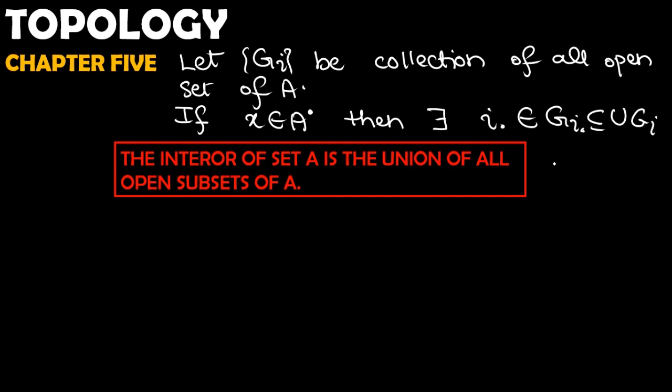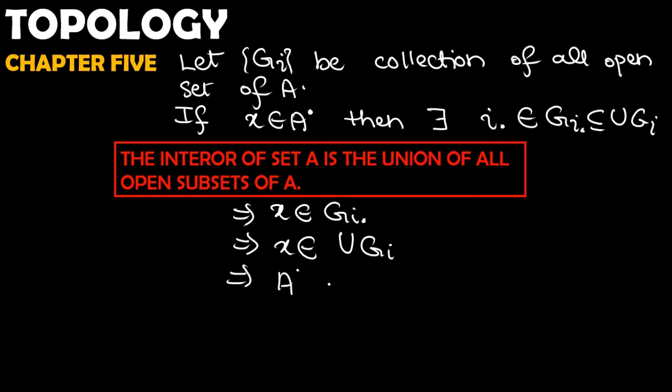So it means that X belongs to Gi naught. As Gi naught is a subset of the union of Gi, this implies that X belongs to the union of all Gi. As X belongs to A interior, by this I can say that A interior is a subset of the union of all Gi, and here the union of all Gi is over open subsets.